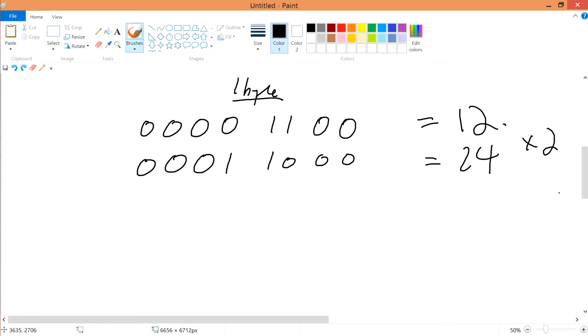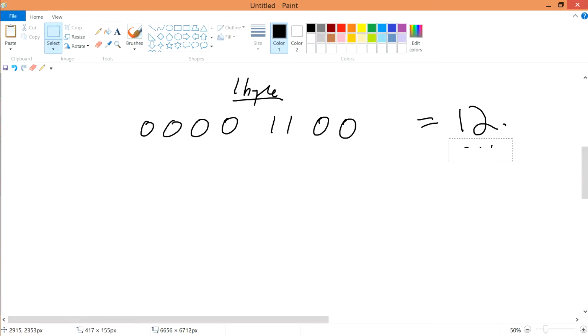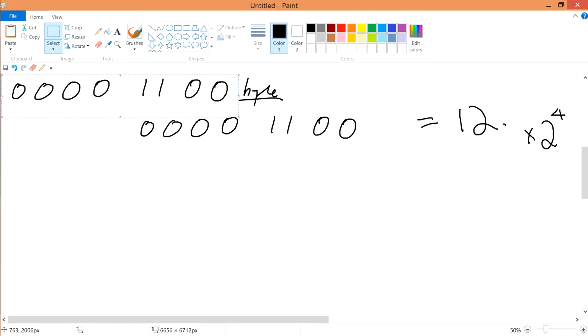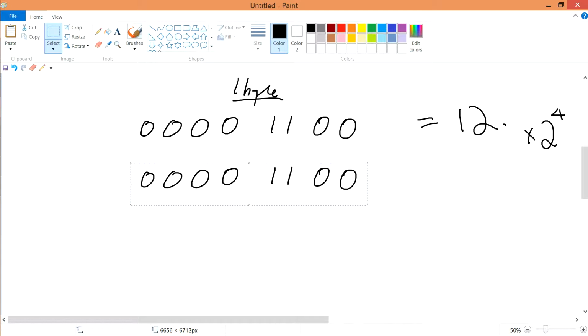I can actually multiply by another 2. So in other words, I actually multiply by 2 to the power of 4. So I'm going to jump 4 times. I'm going to copy this and jump 4 times. So I'll just bring this down first, and I'll write 0 over here first. Later you'll know what I mean.